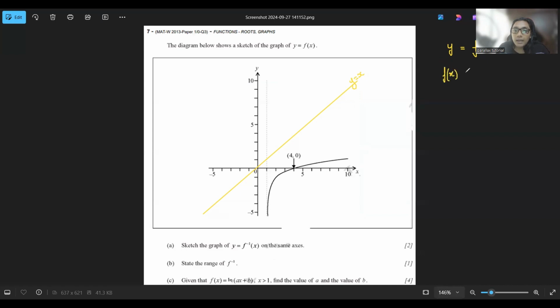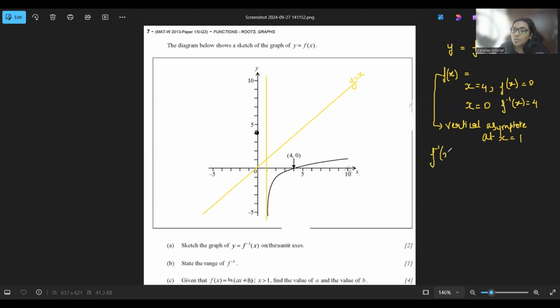The given function has at x is equal to 4, the function's value is 0. So for the inverse, at x is equal to 0, the inverse function's value would be 4. So we clearly have the first point, which would be 4. Next we look at the asymptotes. Now we have a vertical asymptote at x is equal to 1 for the given function, which means inverse function will have a horizontal asymptote at y is equal to 1, which means this is our horizontal asymptote.